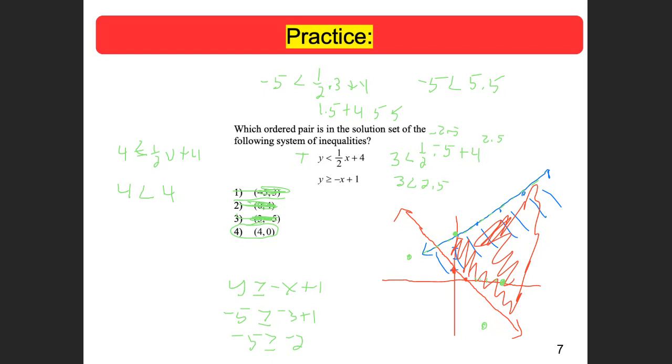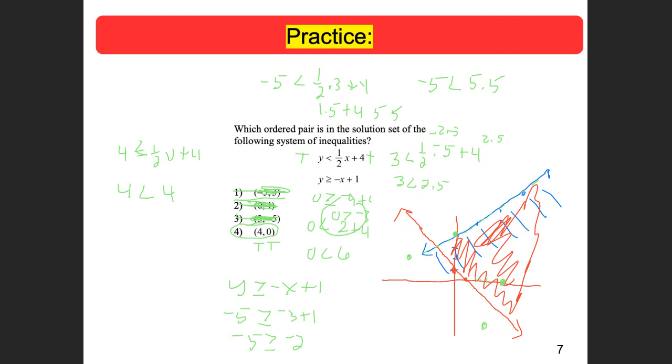So that is the second method you could use. You could just plug the point into each one of the inequalities. If you plug 4 in here and 0, so that would be 0 is less than 1/2 times 4, that's 2, plus 4. So 0 is less than 6. That is true. And then if I put it in this one, 0 is greater than or equal to negative 4 plus 1. So 0 is greater than negative 3. That is true. So it makes both of the inequalities true. That is the second method that you could use.